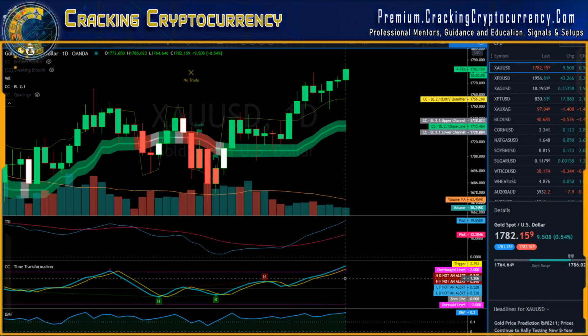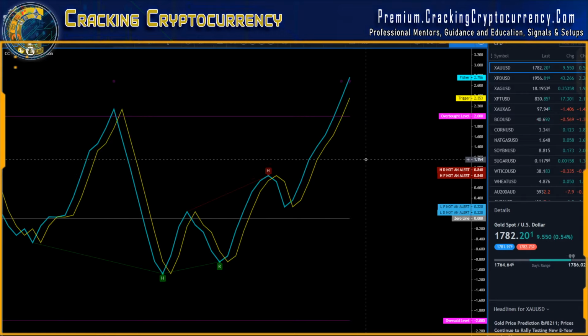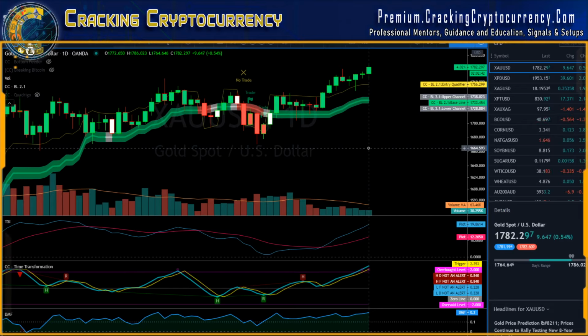But the question here is, if you were to get a continuation signal and your initiator was in overbought or oversold territory, would you take it? You know, my strategy and my thought has always been no, because the likelihood that price would reverse at that point is very high.